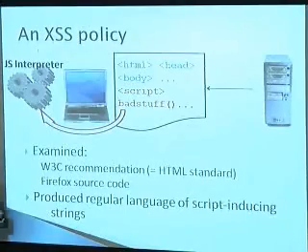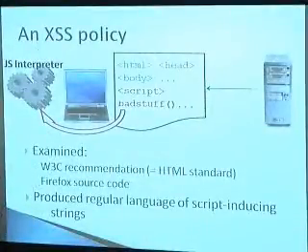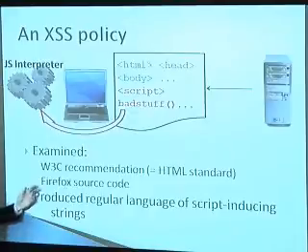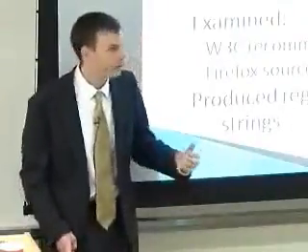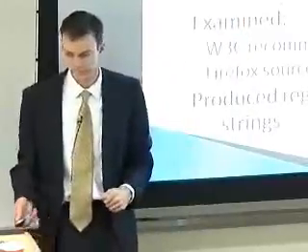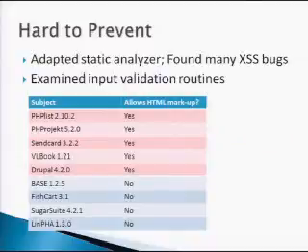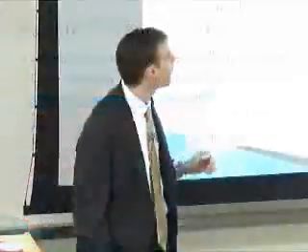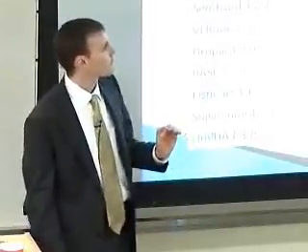And to describe which substrings will cause the interpreter to start, we examined the W3C recommendation, which is the HTML standard, as well as the Firefox source code, since we had access to that. And we produced a regular language that says, here are the strings that will start up the JavaScript interpreter. And so we modified our static analyzer from the previous step. And again, we found lots of cross-site scripting vulnerabilities. So I'm not going to talk about those here.